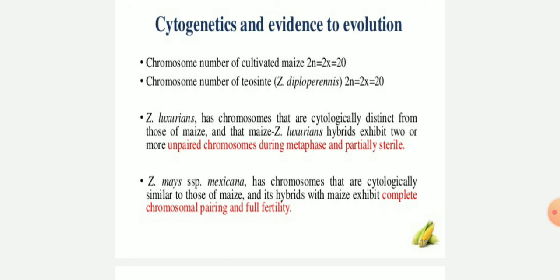Zea luxurians has chromosomes that are cytologically distinct from those of maize. Maize and Zea luxurians hybrids exhibit two or more unpaired chromosomes during metaphase and are partially sterile. Zea mays subspecies mexicana has chromosomes that are cytologically similar to those of maize, and its hybrid with maize exhibits complete chromosomal pairing and full fertility. You see, common maize or cultivated maize and teosinte have chromosome number 2n = 20, but Zea luxurians is different from other maize and exhibits two or more unpaired chromosomes during metaphase.